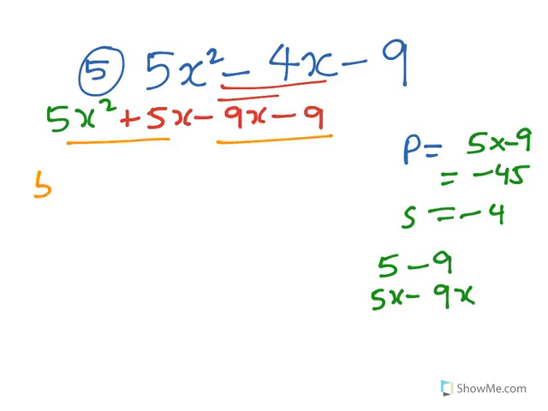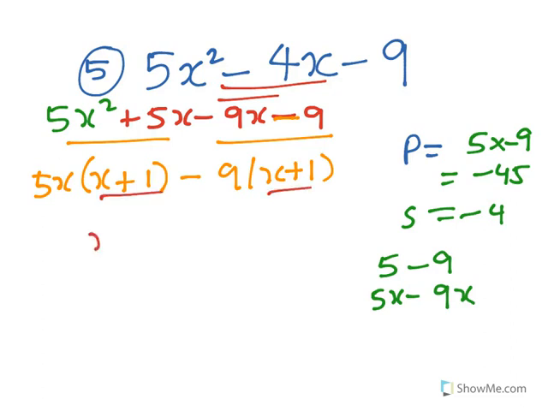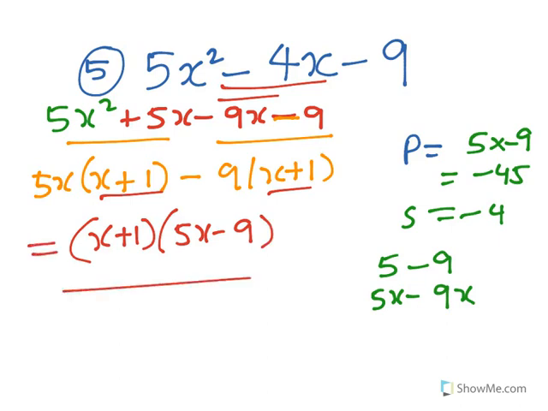Put them into two groups. So it's 5x, x plus 1, minus 9, x plus 1, because I'm taking the minus out, so the sign changes. Common factor there is x plus 1. So it's x plus 1, 5x minus 9. And I think I'll just finally do one that's number 6.